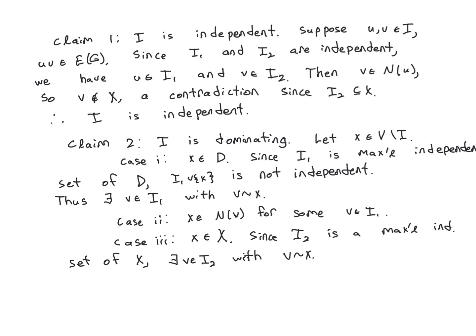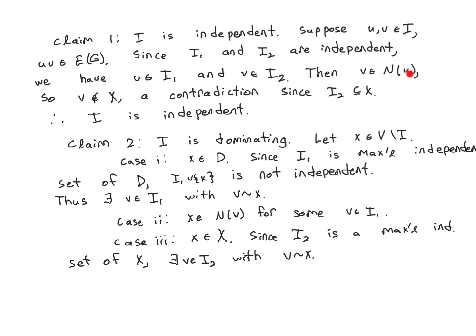So first we need to show that I is independent. Take two vertices in I, and suppose there's an edge between them. Since I1 and I2 were independent by definition, it must be the case that one of these vertices is in one and the other is in the other. So without loss of generality, we assume u is in I1 and v is in I2.